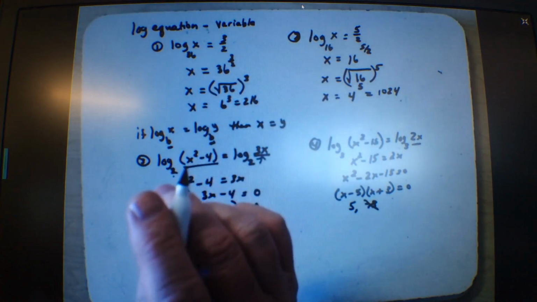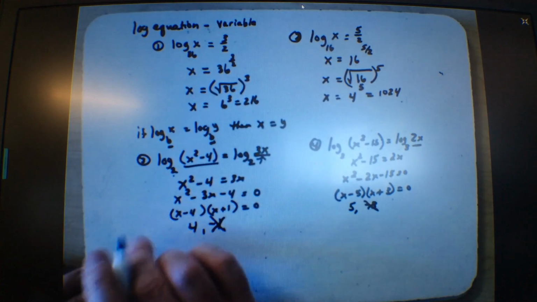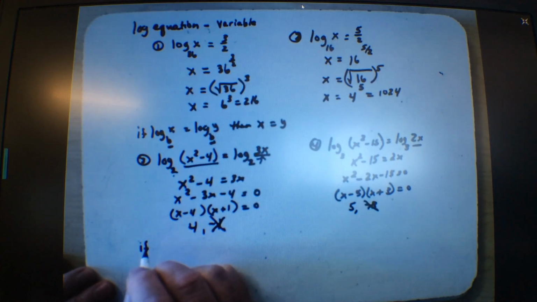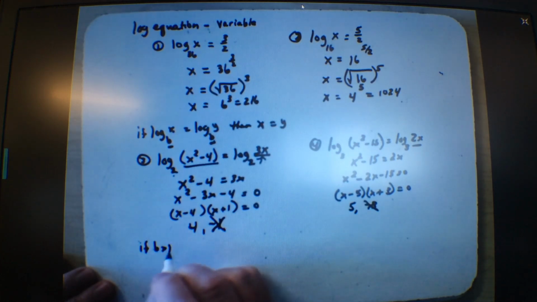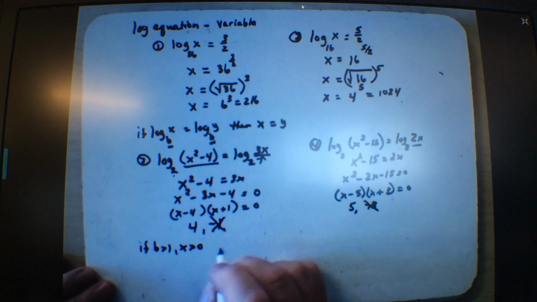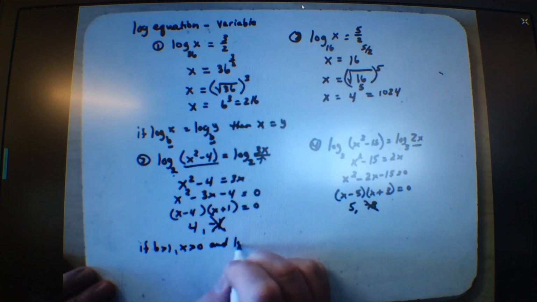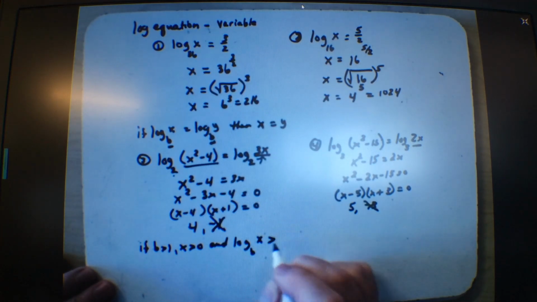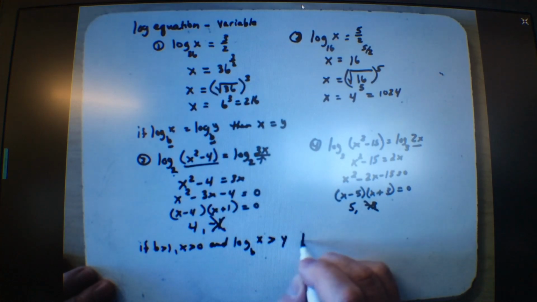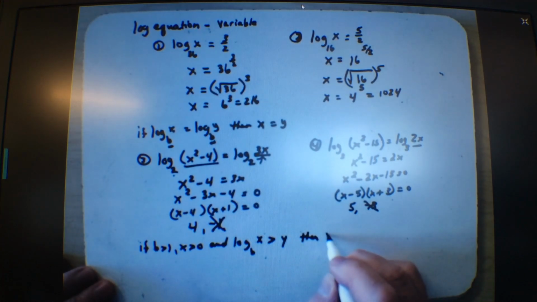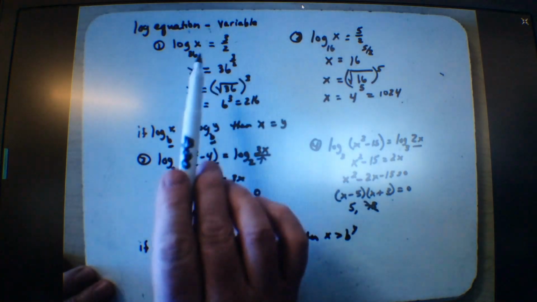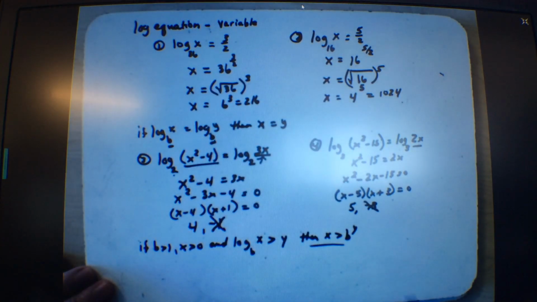If you look there on page 438, maybe I better write those down first. It says, this is the property of inequality for log functions. If b is greater than 1, it has to be, and x is greater than 0, so that's positive, and the log of x base b is greater than y, then x is greater than b to the y. Okay? So it's a lot like this, only we have a greater than. And you're good there, right?